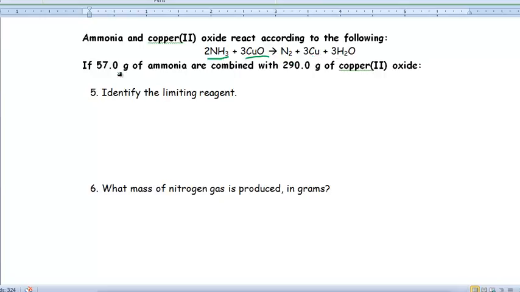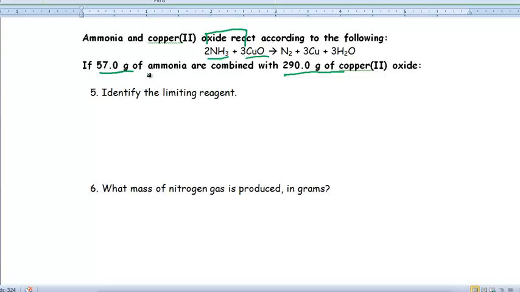But here you've been given the amount of both ammonia and copper oxide, and we cannot assume that we have exactly a 2 to 3 mole ratio between those two things. Okay, we cannot assume that. One of these is probably going to run out first when we do the reaction with those two amounts of compounds. So to identify the limiting reagent, the first step is to convert these masses to moles.